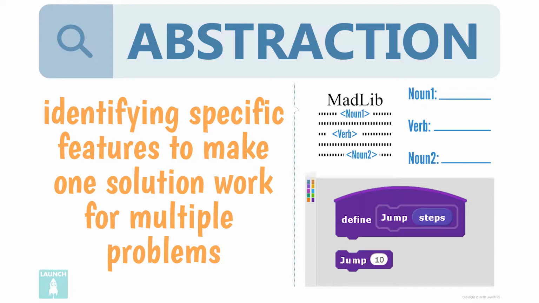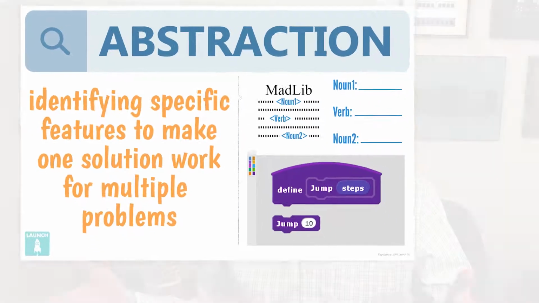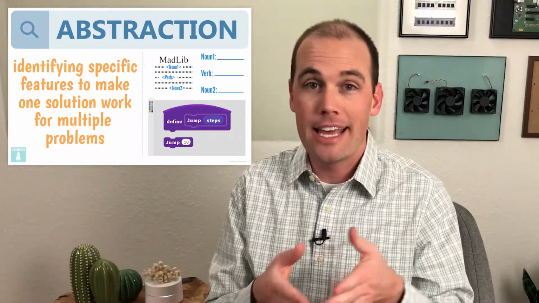In this, the final module of our course, we are going to discuss the last major component of computational thinking, abstraction. Abstraction is identifying specific features to make one solution work for multiple problems. For example, a city map is an abstraction.